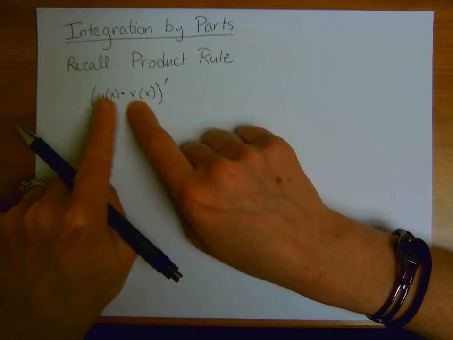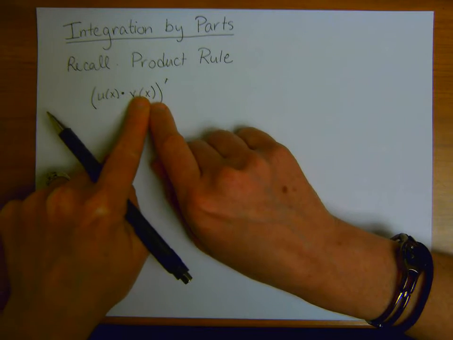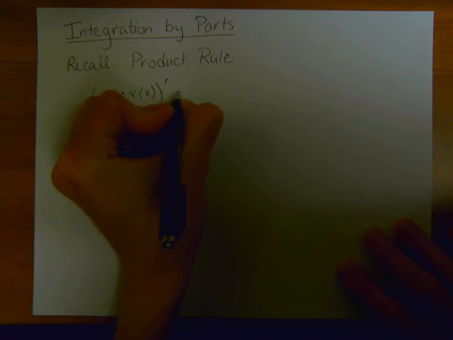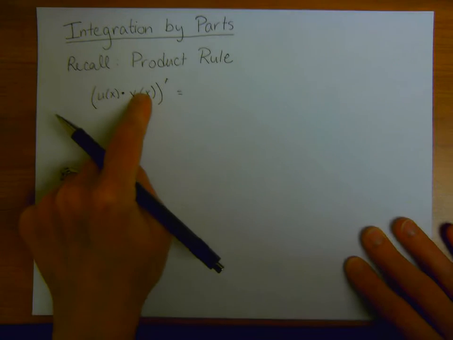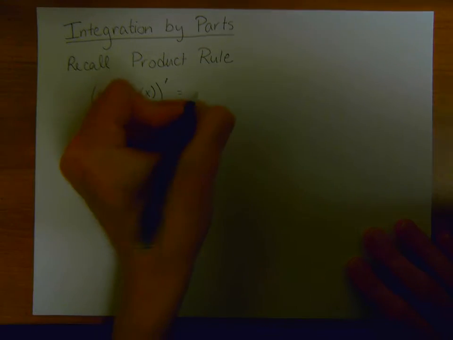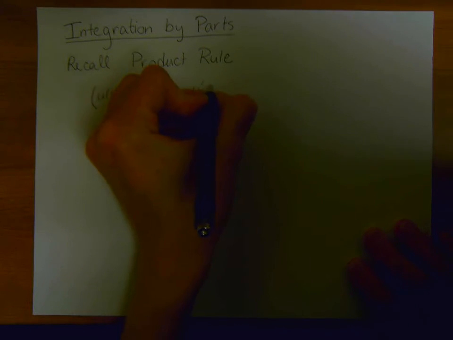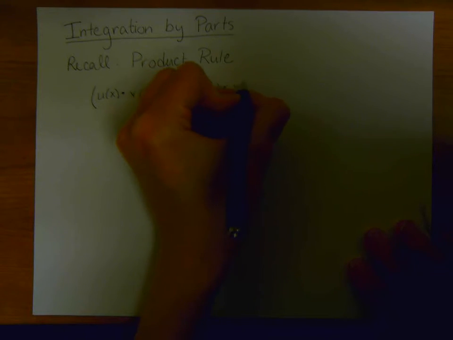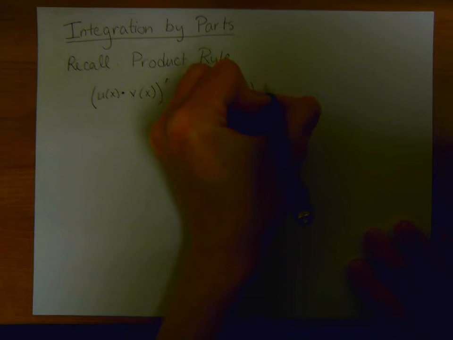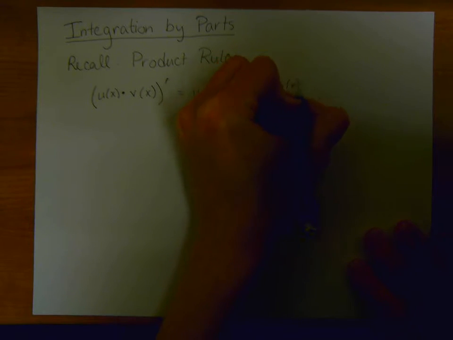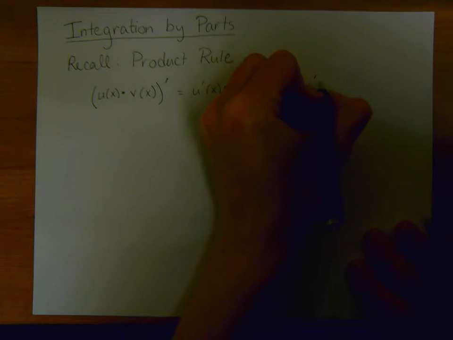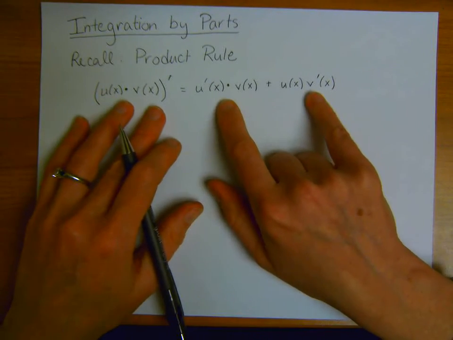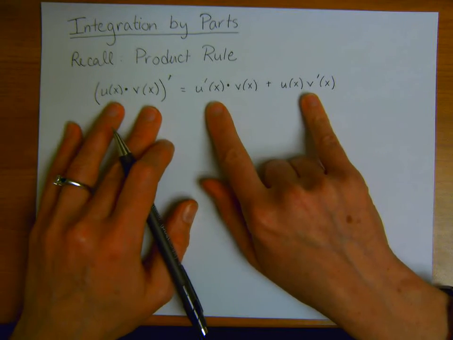But if I have u of x times v of x and I want to take a derivative of this product, we would want it to just be the derivative of each of these factors, but that's not actually the case. By product rule, we see that it's the derivative of the first times the second factor plus the first factor times the derivative of the second factor. This is an identity that we knew before from Calc 1.